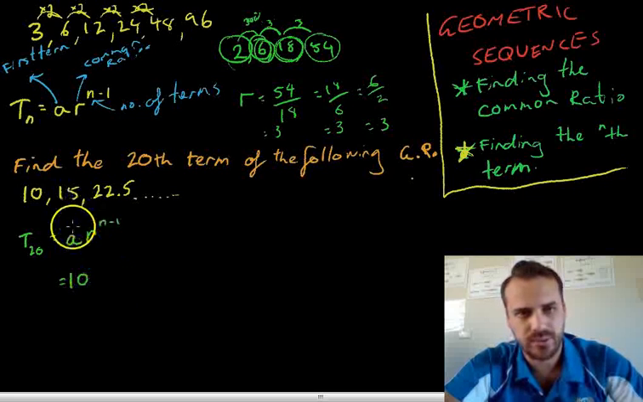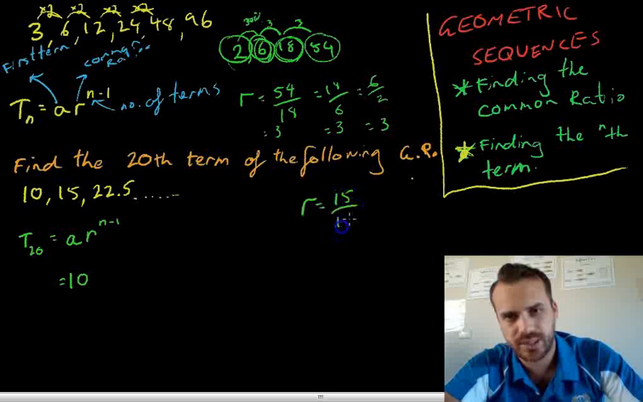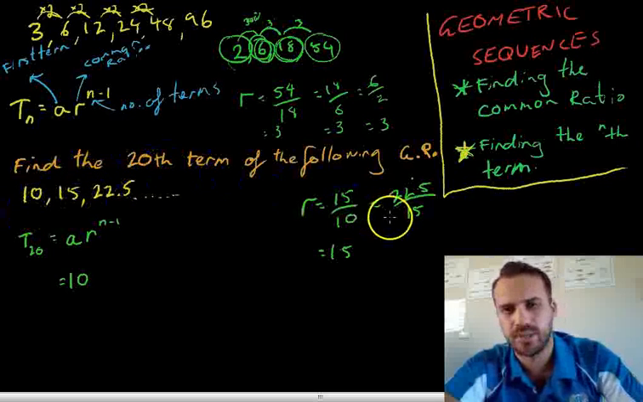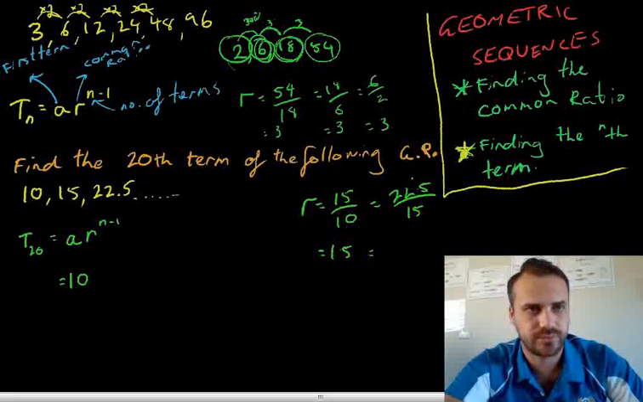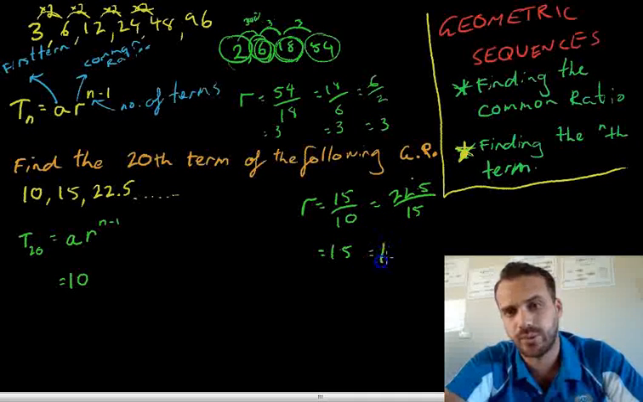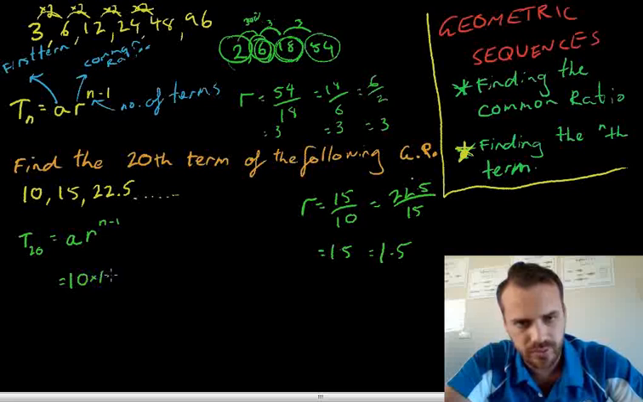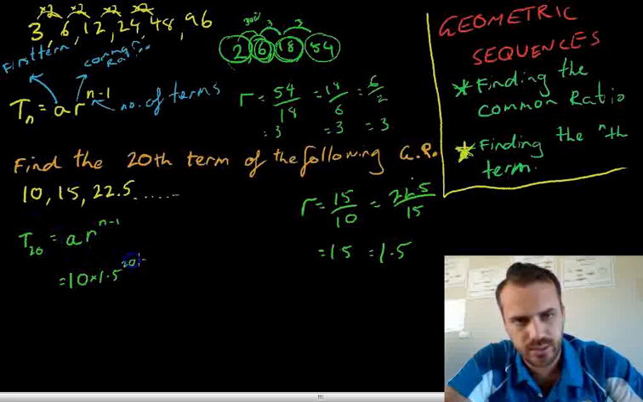Now the r, remember to find the r, we take one number and we divide it by the other. So r is equal to 15 divided by 10, which is equal to 1.5. Now we can double check that by doing 22.5 divided by 15, because each one should have the same ratio between them. Now hopefully if you do 22.5 divided by 15, we'll also have 1.5. And you put that in your calculator and you will get 1.5. Okay, so we know our r is 1.5, and we know our n, we want to know the 20th term, so 20 minus 1.